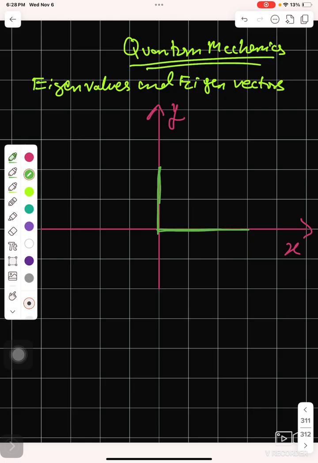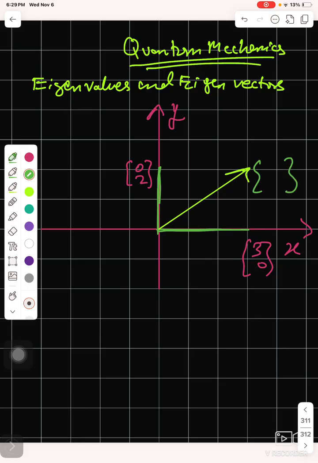Their coordinates are in terms of vectors, because this is all about vectors. So this coordinate is (3, 0), and this one is (0, 2). So its vector will be this, right? For the sake of the video, we'll just go with examples.